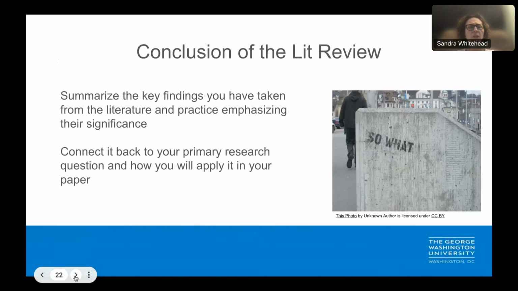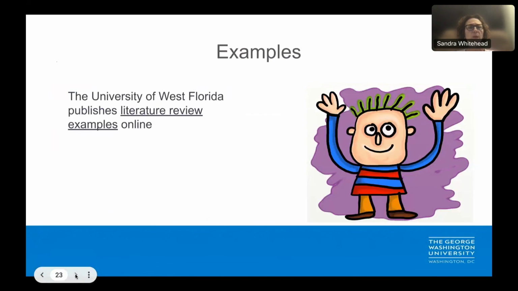The last section of your literature review is your conclusion. So summarize the key findings that you've taken from the literature and practice, emphasizing the significance, and connect that back to your primary research questions and how you apply it in the paper. There are some really great examples out there, and these are also posted.